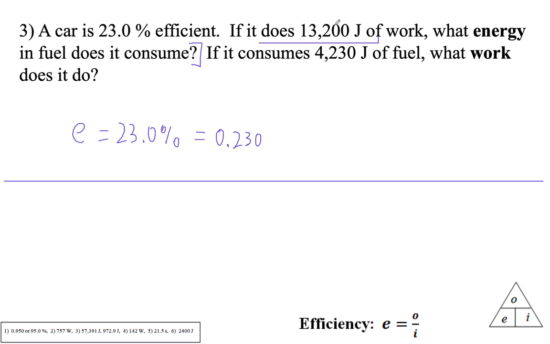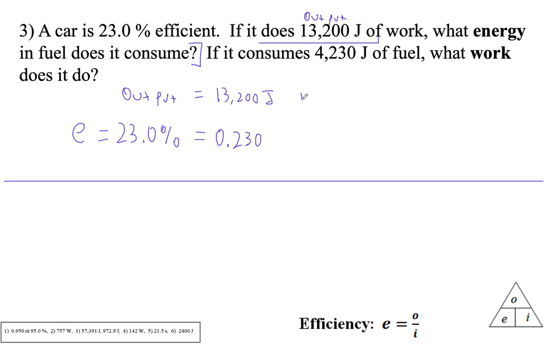Okay, so if it does that much work, that's the output, right? Because when we say things like it does this much, or whatever, consumes is like input language, right? Okay, so this is output. So we know that the output is 13,200 joules.